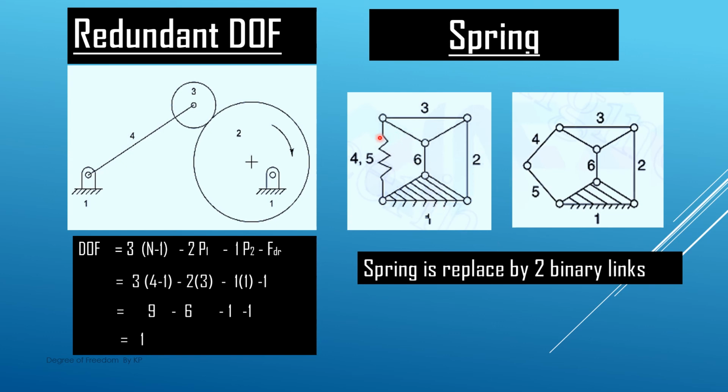So here, if there should be a spring, we replace it first. The other part of the mechanism remains as it is; only this spring we remove from here and replace by the 2 binary links, having a pin joint between 4 and 5. So now we can find the degree of freedom of this mechanism. First of all we have to replace this spring with the equivalent number of binary linkages, 2 binary linkages, and then we have to find out the degree of freedom.